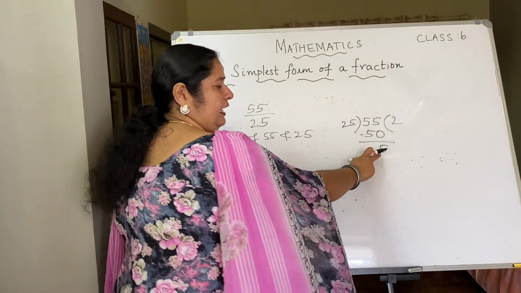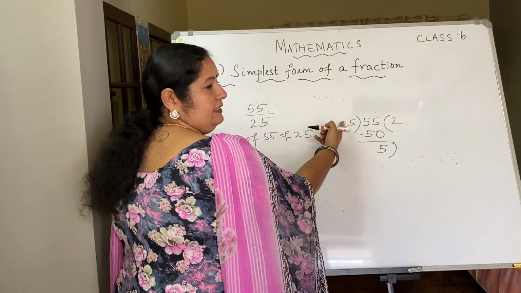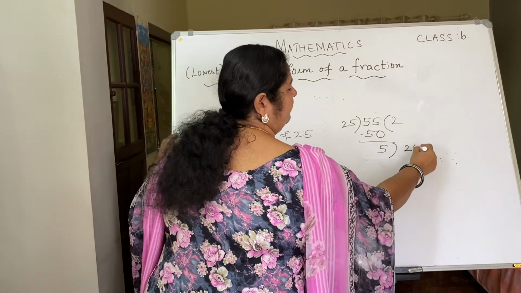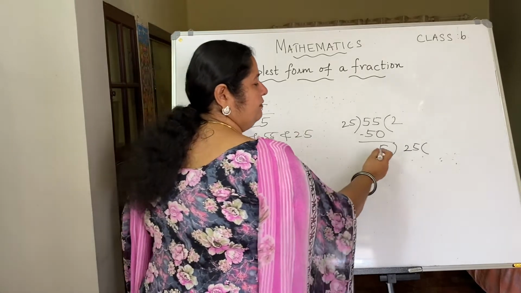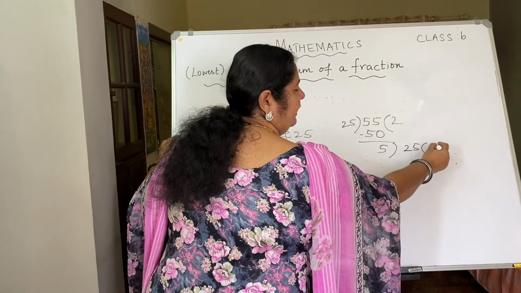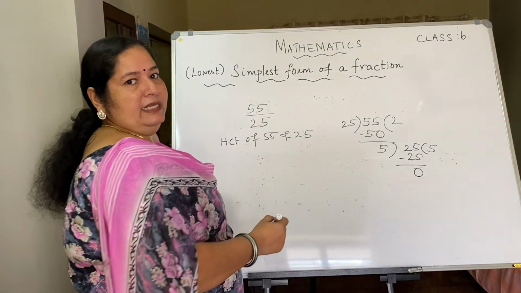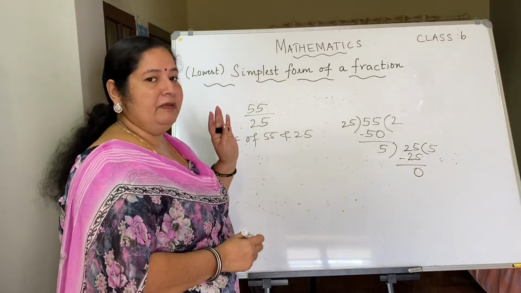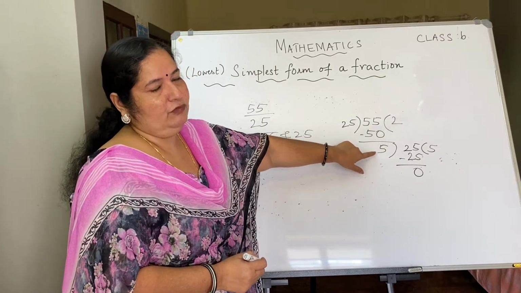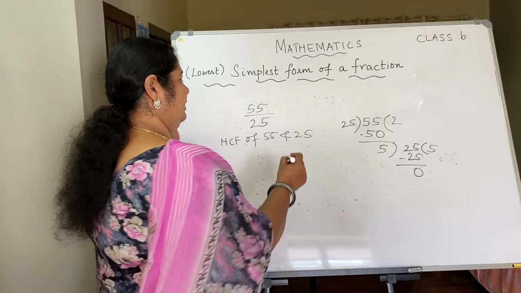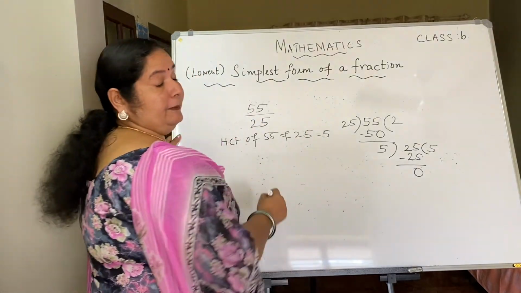Now this 5 will become the divisor, and which is the dividend? The first divisor, that is 25. So you have to divide 25 with 5. How many times? 5 in 25. 5 fives are 25. Subtract. The remainder is 0. So once the remainder becomes 0, the last divisor will be the HCF. So what is the last divisor here? 5. So HCF of 55 and 25 is 5.